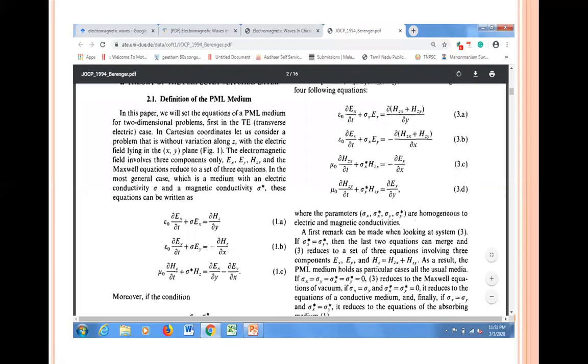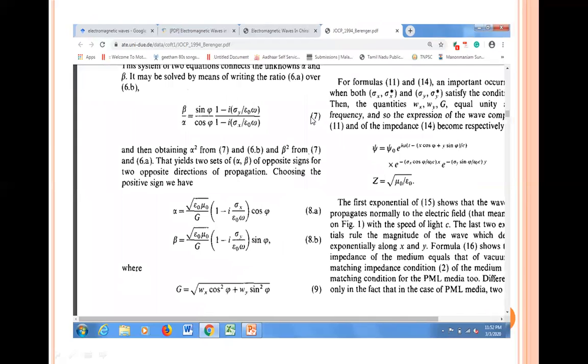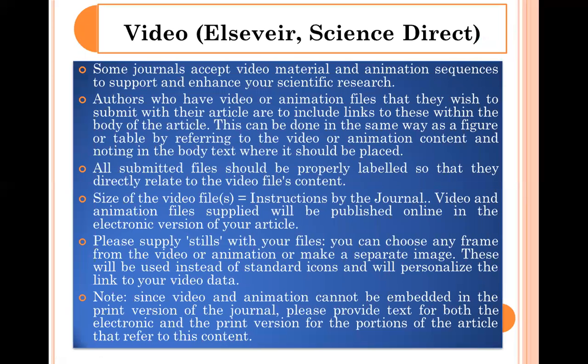For example, here is a journal article. You can see here 1A, 1B, 1C, 3A, 3B, 3C, 3D. So these are the numbers they give for their equations. And here, see, independent equation 7, 8A, 8B, then 9, independent equation. Equations are to be numbered very sequentially.